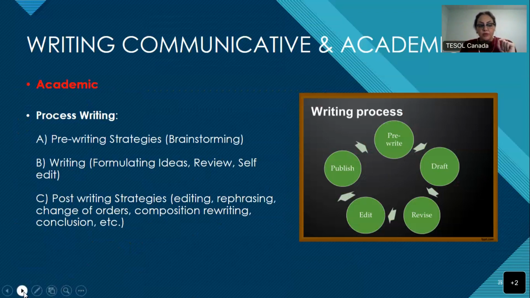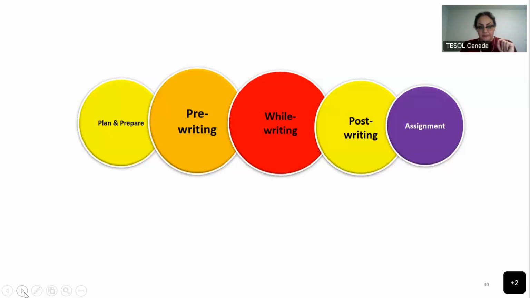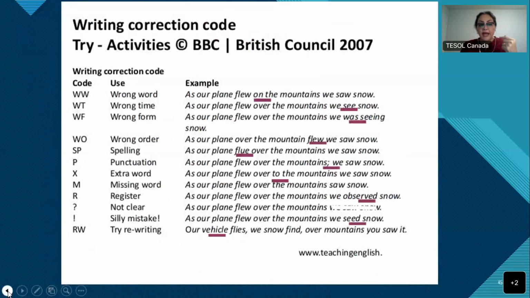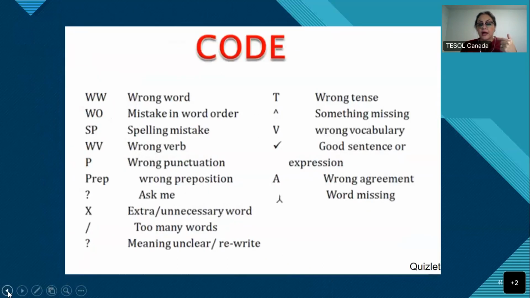But the important thing is, the post part is where they hand it to the teacher. So here's another example, like giving them a picture and asking them to write the story of this. But how do you check and how do you give feedback to your students?